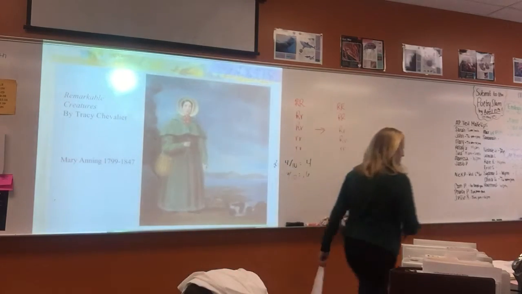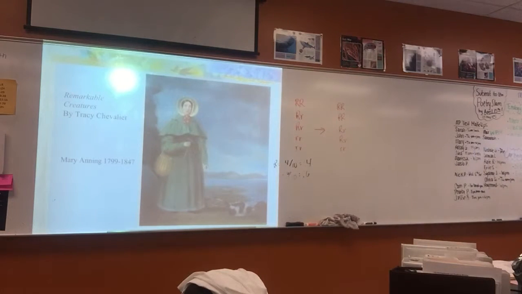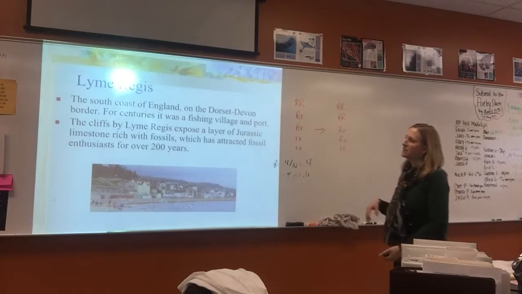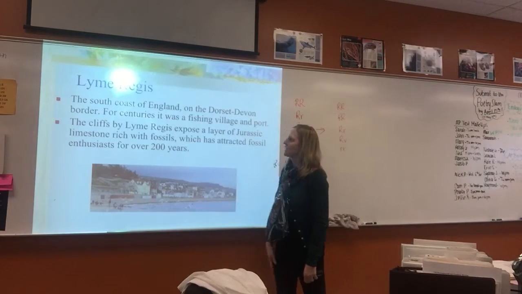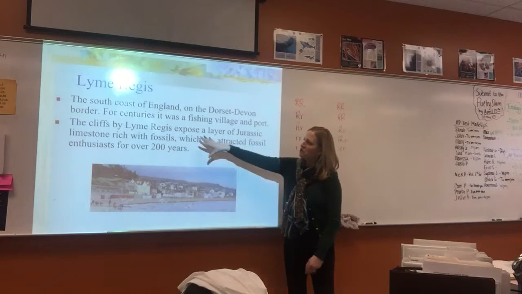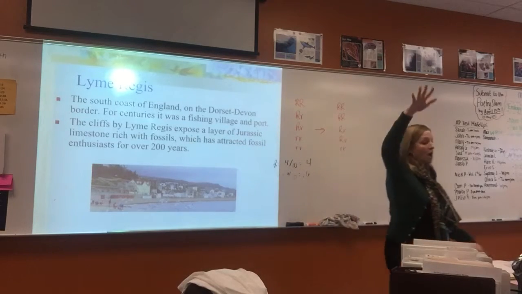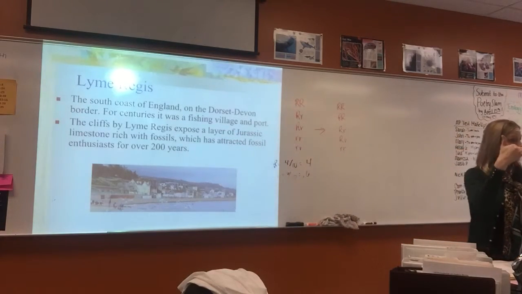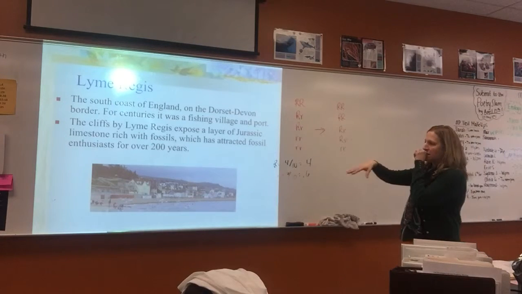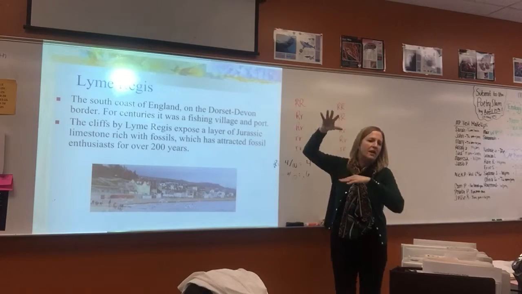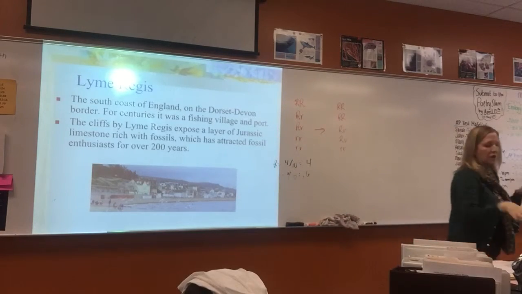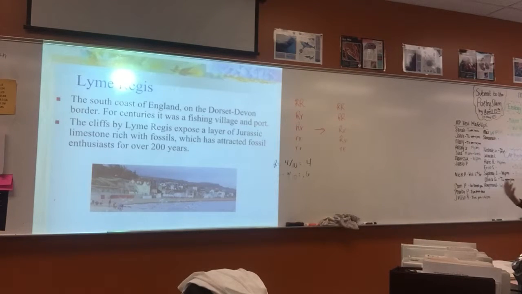And so this is a woman named Mary Anning. There's a whole book written about her. She lived in England, on the south coast of England. This is a picture of this place. It was a fishing village, and the cliffs were made out of limestone, which is where fossils are found, and these limestone cliffs had a lot of fossils in them. So people will go there to try and find fossils, paleontologists, and so on and so forth.